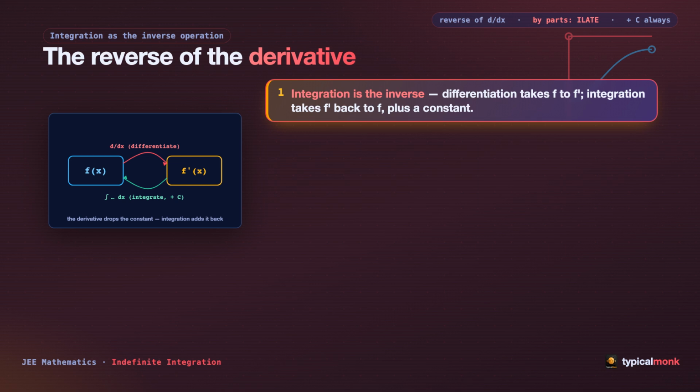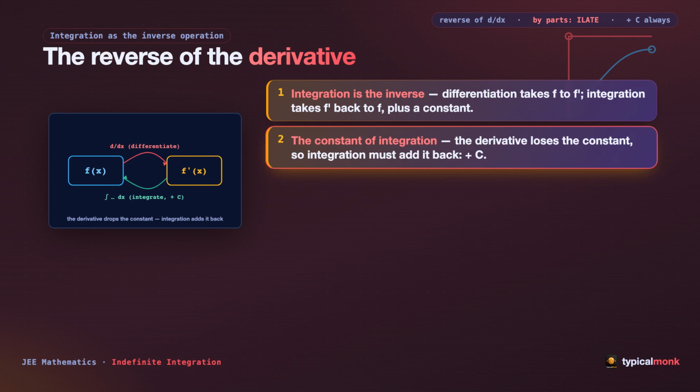Integration as the inverse operation. Integration is the inverse. Differentiation takes f to f dash, and integration takes f dash back to f plus a constant. It is simply the reverse arrow. The constant of integration. The derivative loses whatever constant f once had, because the slope of a constant is 0, so integration must add it back, plus c.